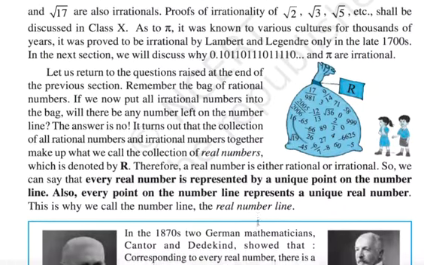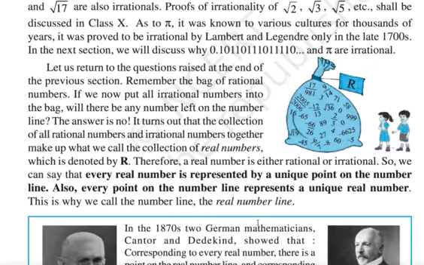Let us return to the question raised by the end of the previous section. Remember the bag of rational numbers. If we now put all irrational numbers into the bag, will there be any number left on the number line? No. The answer is simply no. It turns out that the collection of all rational numbers and irrational numbers together make up what we call the collection of real numbers, denoted by R. Therefore, a real number is either rational or irrational, and they fall into only two categories.